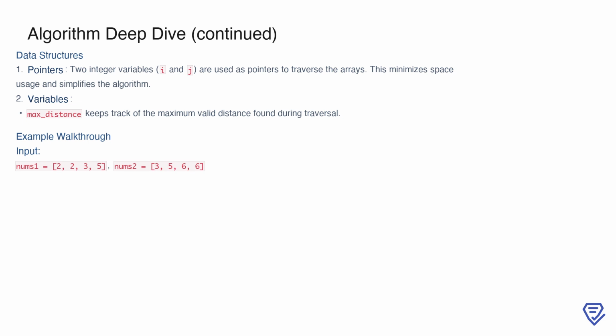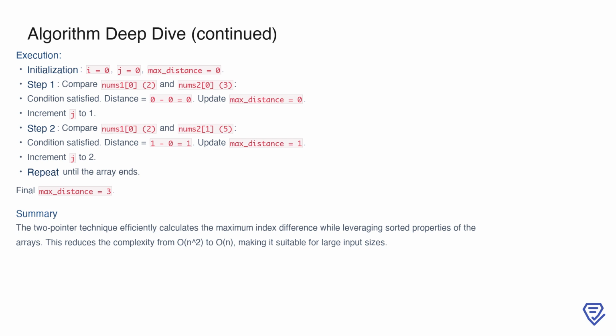To illustrate how this works, consider an example with the input arrays nums1 equals 2, 2, 3, 5, and nums2 equals 3, 5, 6, 6. Using this input, we will walk through the algorithm step by step to observe how the two-pointer technique efficiently identifies the maximum index difference. In this example, we initialize i and j to 0 and set max_distance to 0.